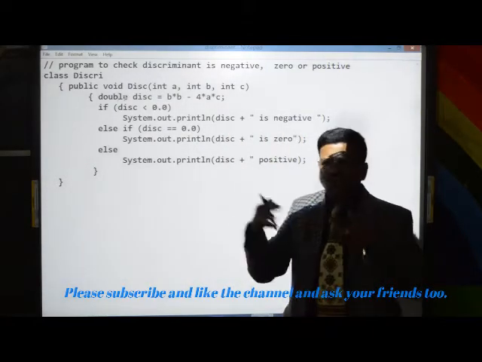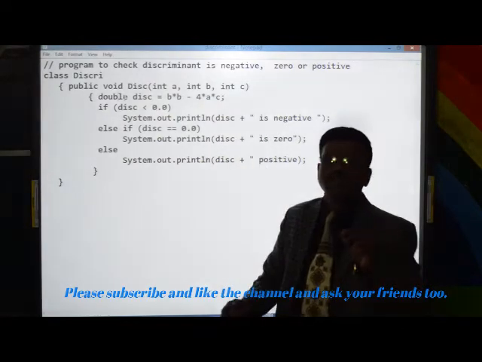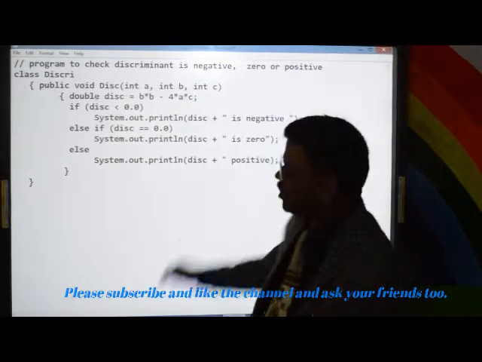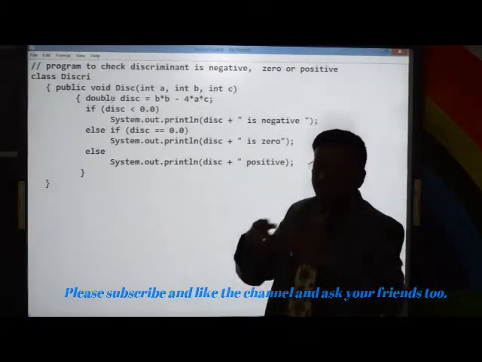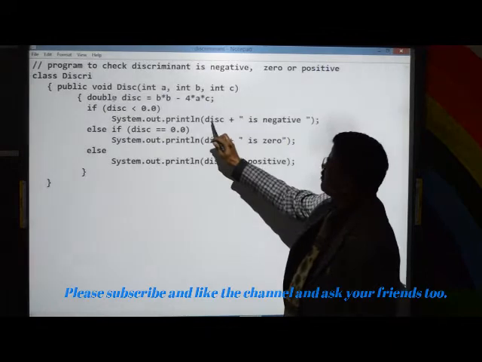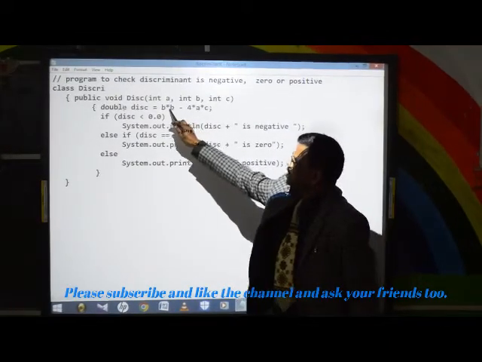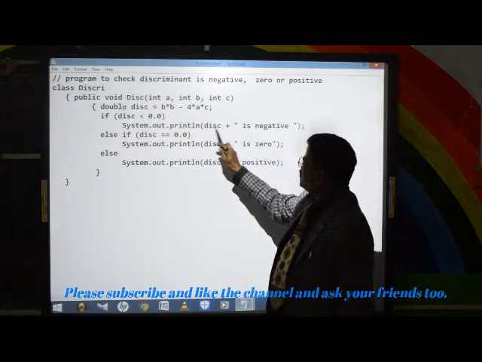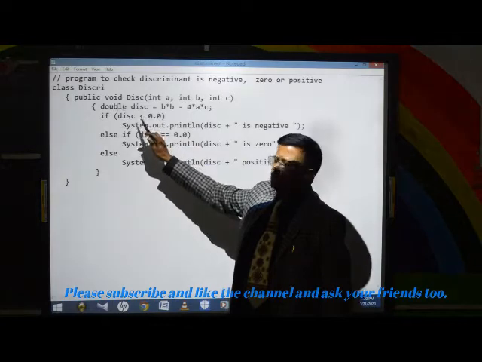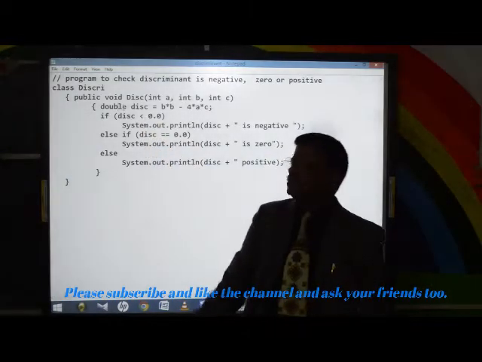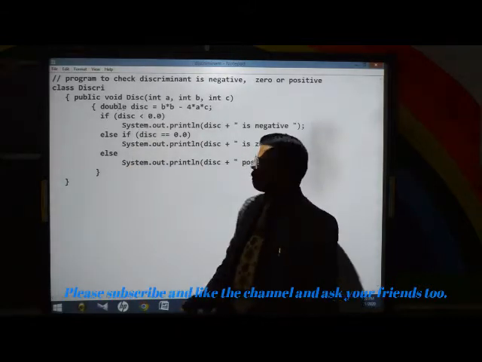Both I am adjoining with the help of an operator called plus. Plus, in this context, what does it signify? It adjoins. In other words, concatenation we call it. This and this get adjoined. So the discriminant value, whatever has been computed, will be displayed, followed by its being negative if it is less than 0.